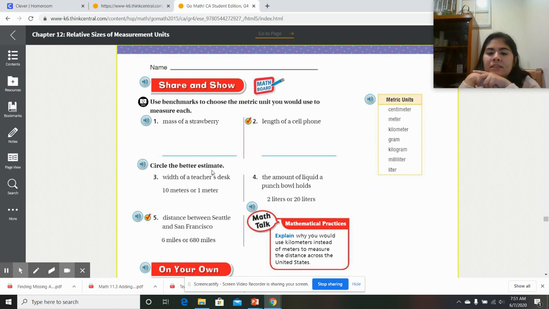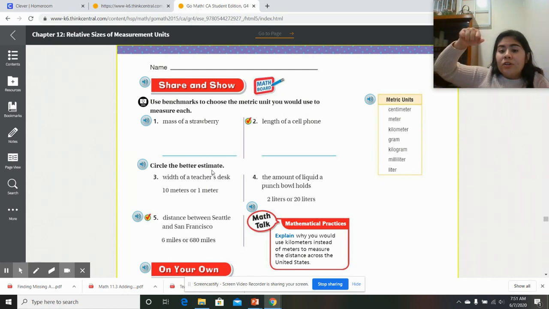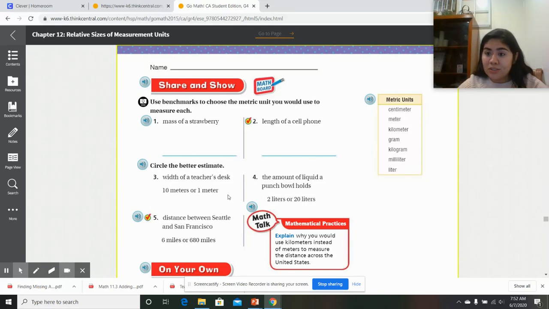And then the amount of liquid in a punch bowl. So I want you guys to imagine one of those big soda bottles, right? You go to the store and you say, Mom, can I get a bottle of Coke? And it's a 2-liter bottle. Do you think it's going to be 2 liters? Or do you think it's going to be 10 of those, right? Because each has 2. 2 times 10 is 20. So do you think a bowl of punch, one bowl, would hold 2 liters or 20?